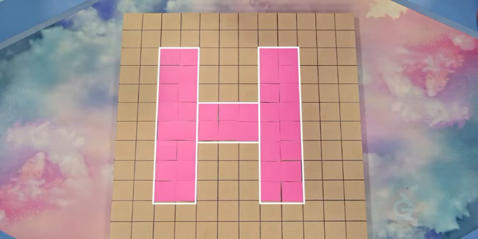Okay, the rectangle on the left is 8 units long and 2 units wide. 8 times 2 is 16, so its area is 16 square units. And the rectangle on the other side is also 8 units long and 2 units wide. So its area is 16 square units as well.